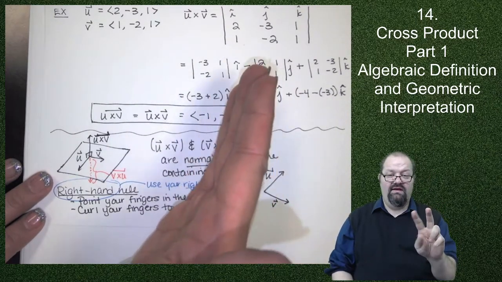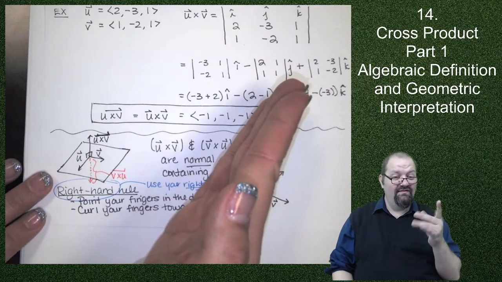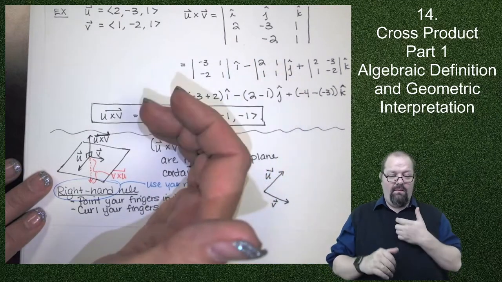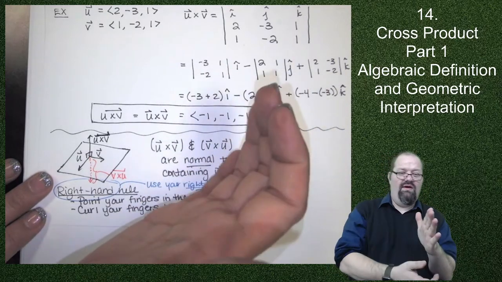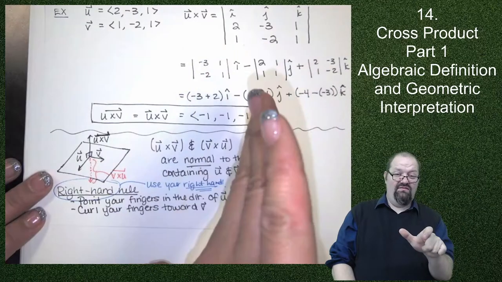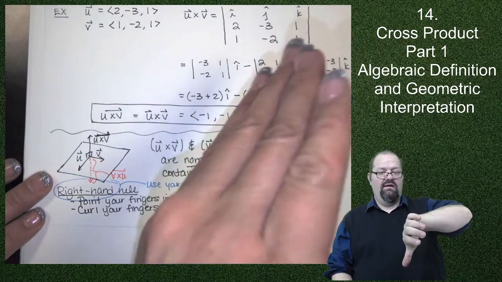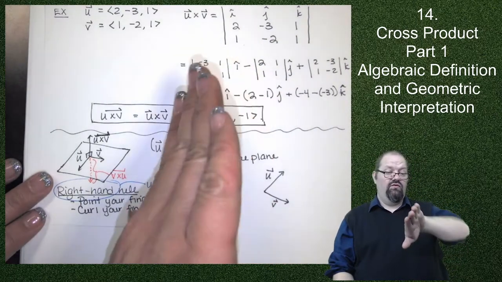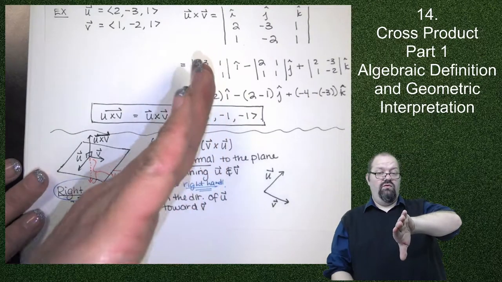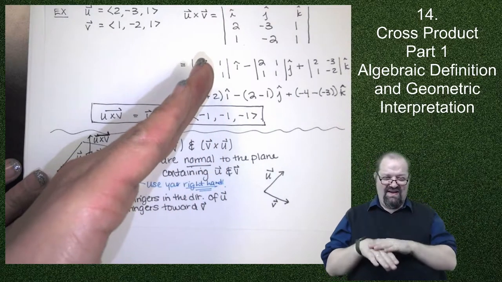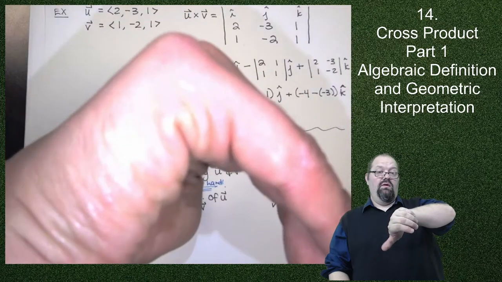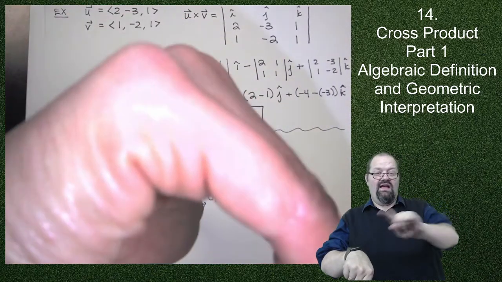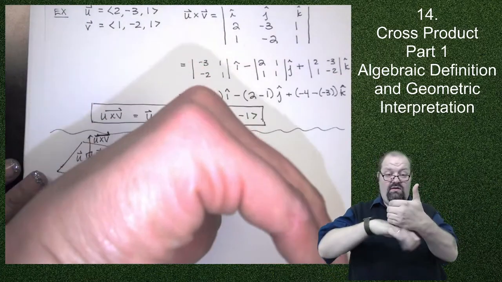Now my fingers automatically, from the way my hand is facing right now, curl in the opposite direction. You don't have to try to bend your fingers backwards. If you have to bend your fingers backwards, just flip your hand. So you point your fingers in the direction of u. Sorry, it's hard to see on this camera. And then curl them toward v. The direction your thumb points, that's where u cross v is. So u cross v goes into the page this time.